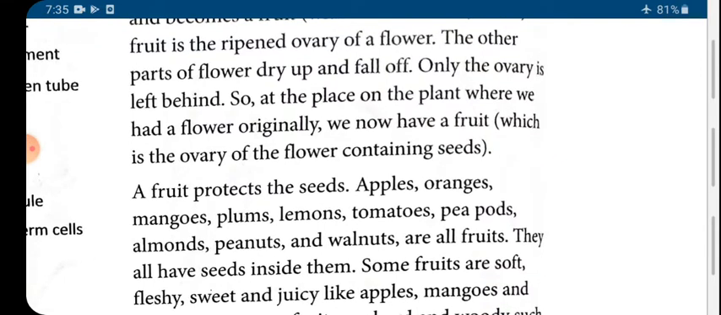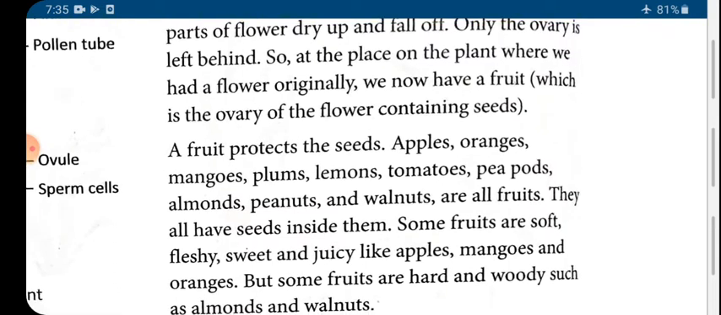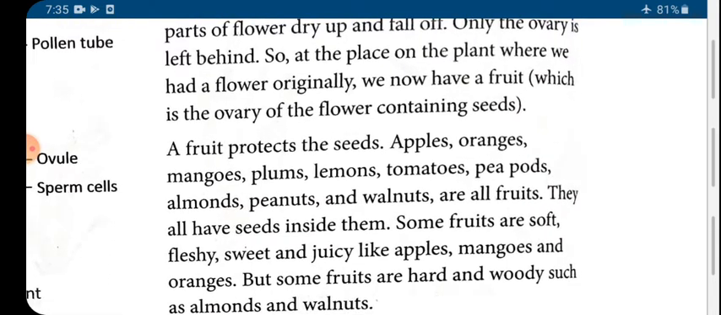So at the place on the plant where we had a flower originally, तो वो स्थान जहां पर फ्लावर पहले हमने देखा था, we now have a fruit. अब वहां पर fruit है, which is the ovary of the flower. The part where we saw the flower originally, now there is fruit. And what is fruit? It is the ovary of the flower containing seeds.